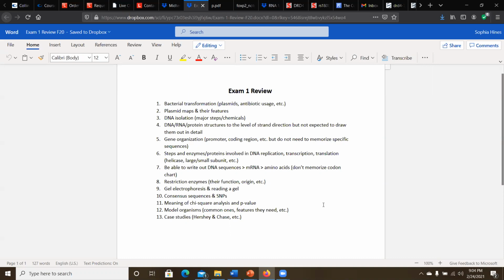Or change out start codon to say the +1 site. The steps, enzymes, proteins involved in DNA replication, transcription, and translation. So the main players, like we say, helicase, large, small subunits, that level of understanding. You don't need to know the specific subunits within the subunits or specific elongation factors, anything like that. The most specific I will ever ask is like DNA polymerase 3 versus 1, because we talked about the different jobs that those did.